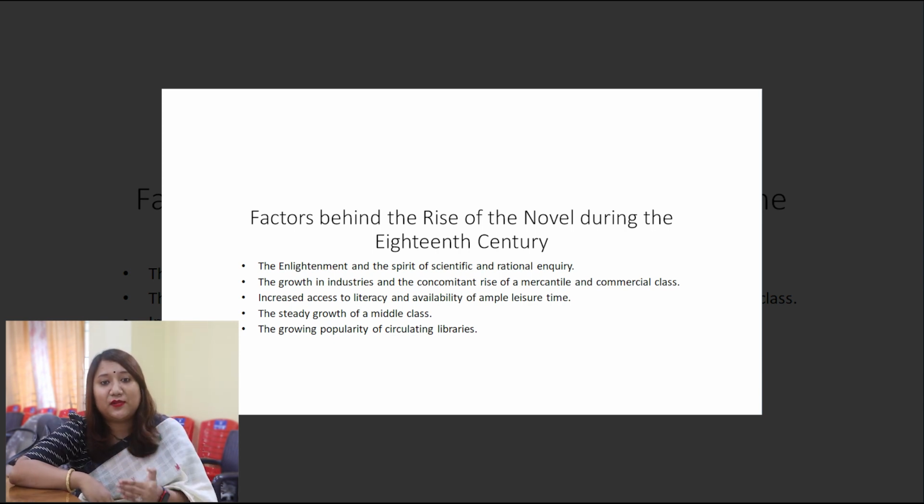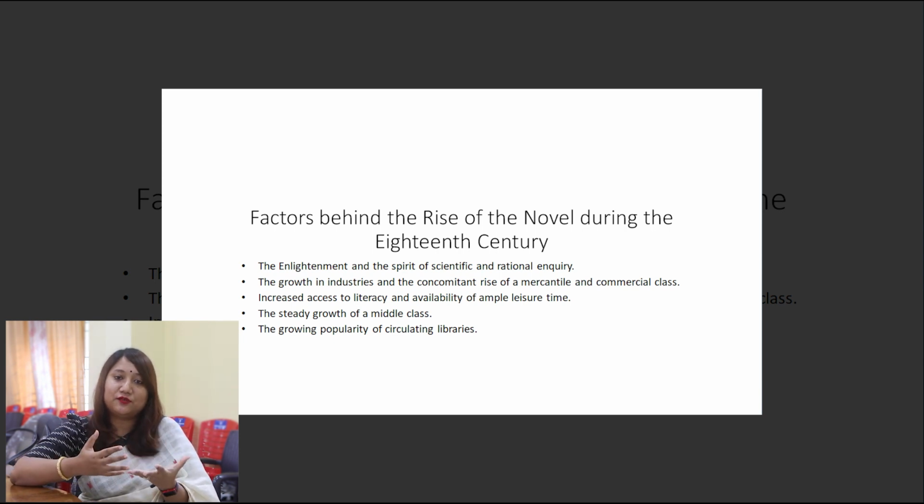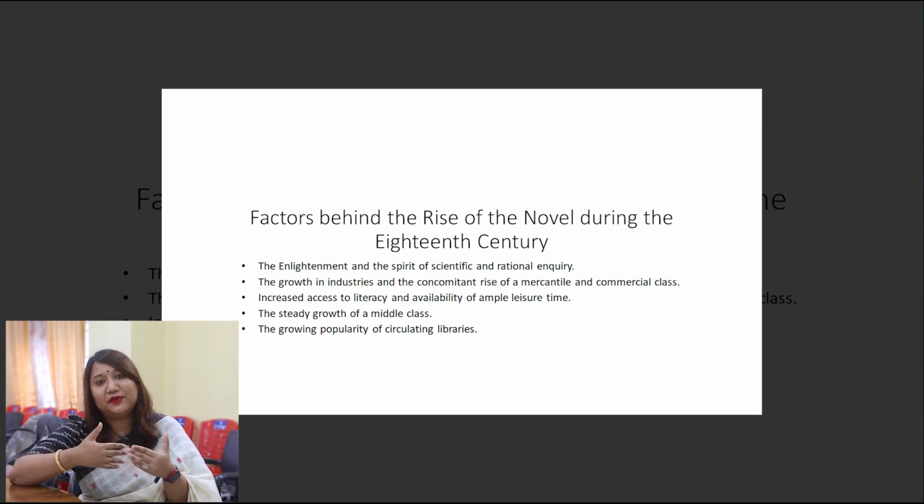As a byproduct of that steady growth in the middle class, what happened was the rise in female readership. So the wives and daughters of these businessmen that we are talking about often were educated and did not have to do any manual labor. They did not have to engage in any manual tasks. So they had ample free time, and they could cultivate the habit of reading.